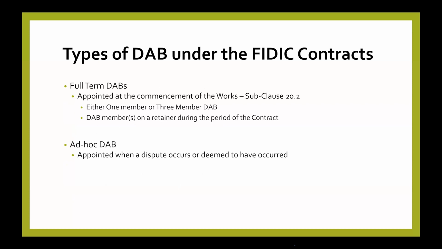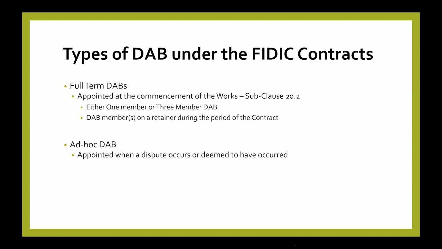Now we have two main types, a full-term or a standing DAB. They come on board at the start of the project, so they run with the project. They get progress reports. Any issue that comes up, we give it to them. It's either 1 member or 3 members, both types of DABs, an odd number, so that even if they do not agree, at least a majority decision will carry. So it's a 1 member or a 3 member during the period of the contract.